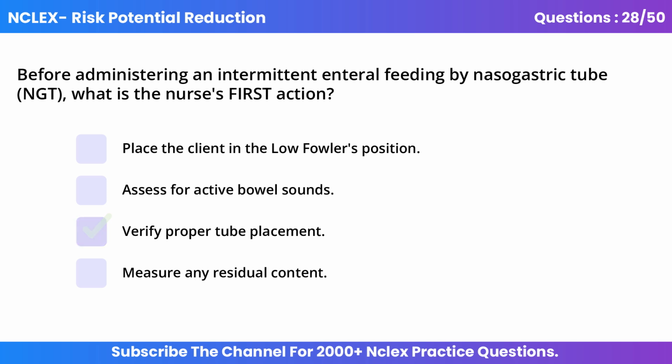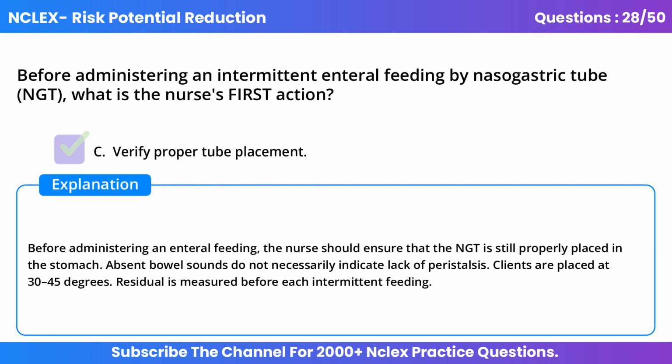C. Verify proper tube placement. Before administering an enteral feeding, the nurse should ensure that the NGT is still properly placed in the stomach. Absent bowel sounds do not necessarily indicate lack of peristalsis. Clients are placed at 30 to 45 degrees. Residual is measured before each intermittent feeding.